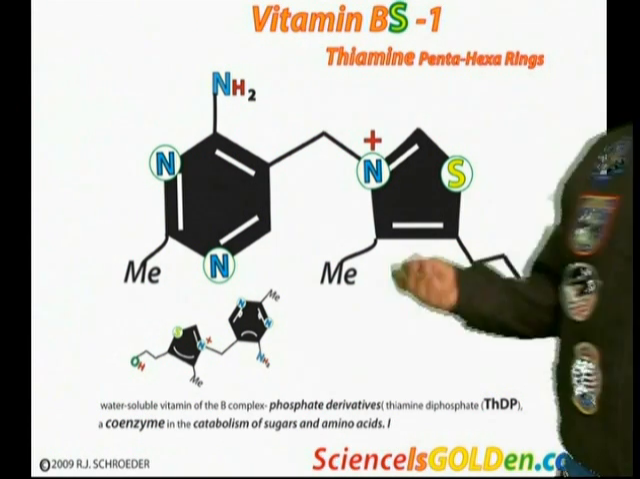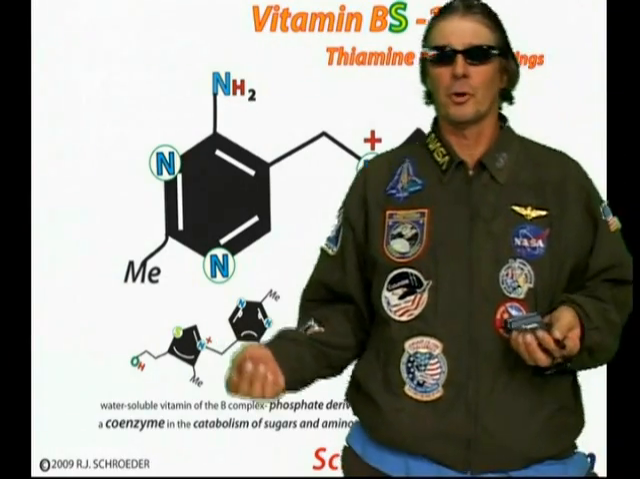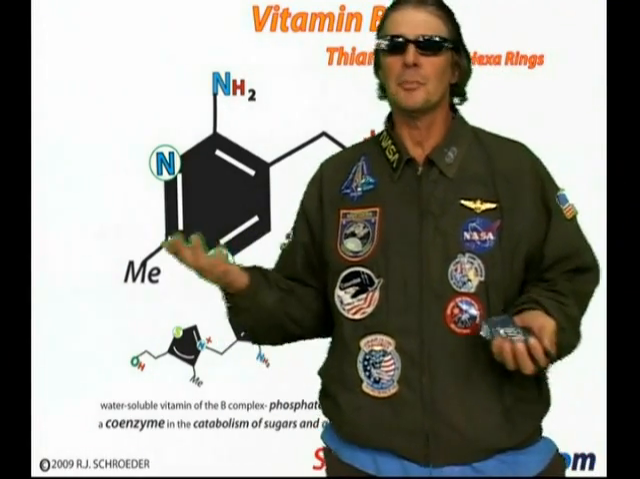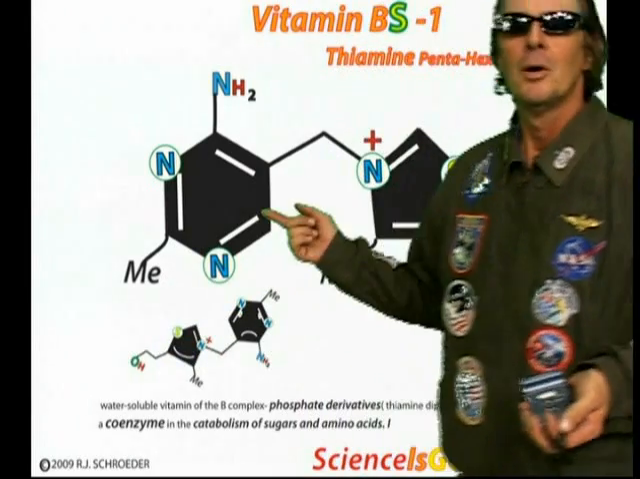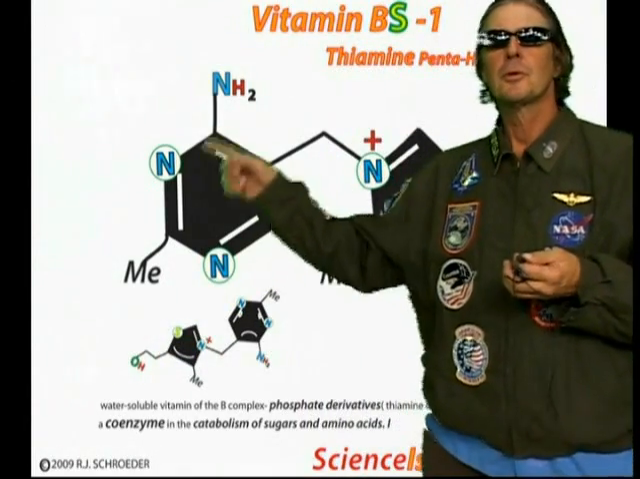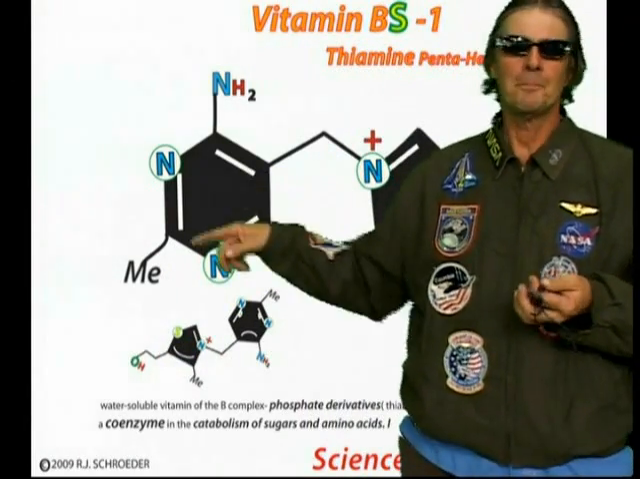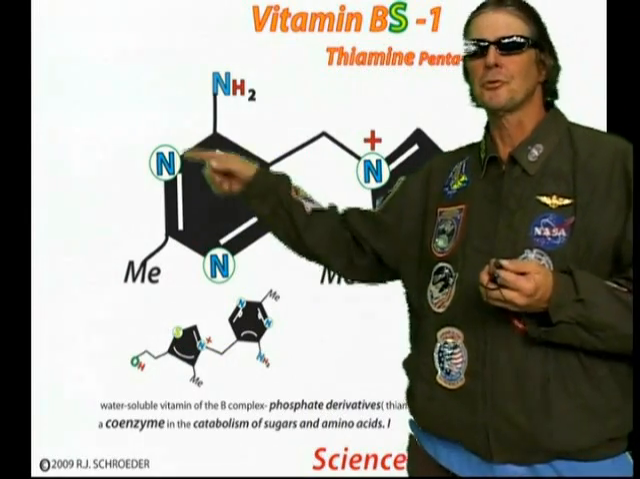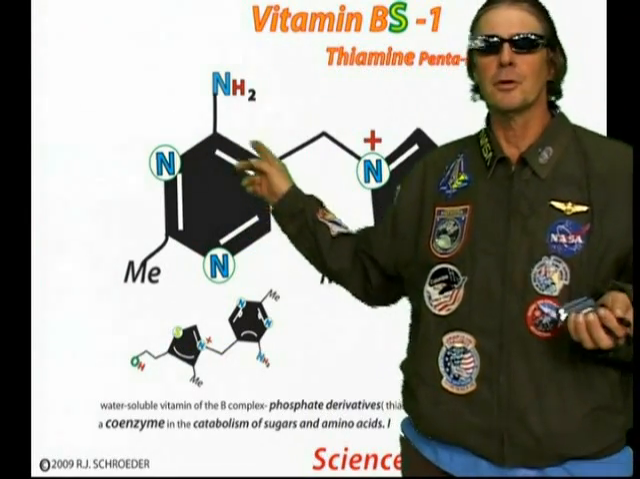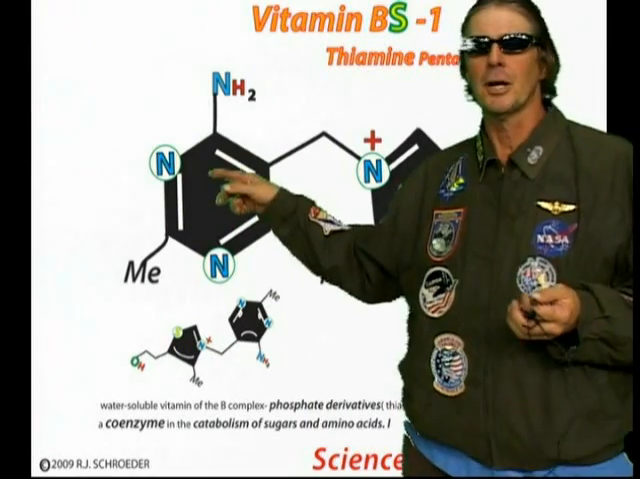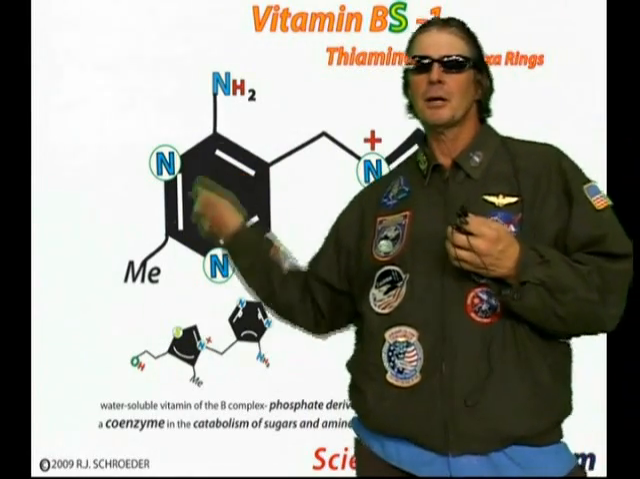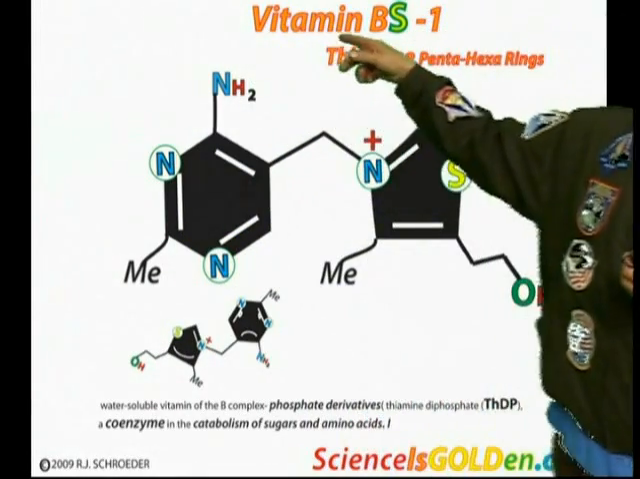I couldn't come up with a real cartoon for it, but I thought we just got to give it some kind of life here, right? We've got the six-membered ring. Two of them are nitrogens. It's aromatic to the hilt because of all the double bonds in it, right? You got a methyl hanging off here. You got an amine up there.